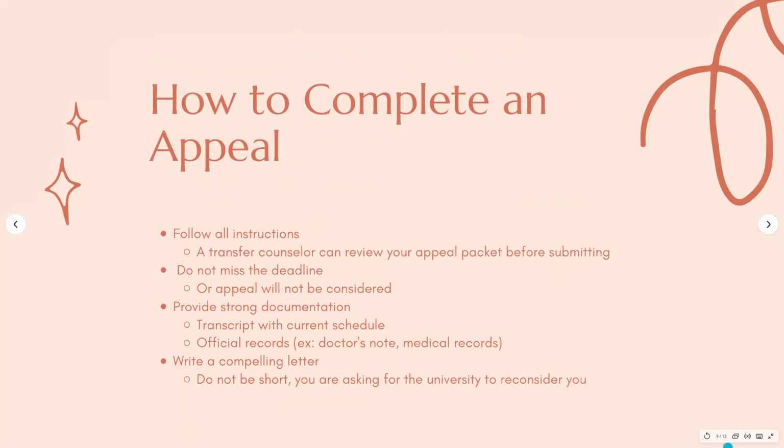And how to complete an appeal. Sorry, let me go backwards. So you want to make sure that you follow all the instructions that are asked of you. It varies by campus, and a transfer counselor can review your appeal packet before you turn it in. Do not miss the deadline or your appeal will not be considered at all. You want to also make sure that you're providing a strong documentation, so transcript with current schedule, official records, maybe doctor's note, medical records, so on.